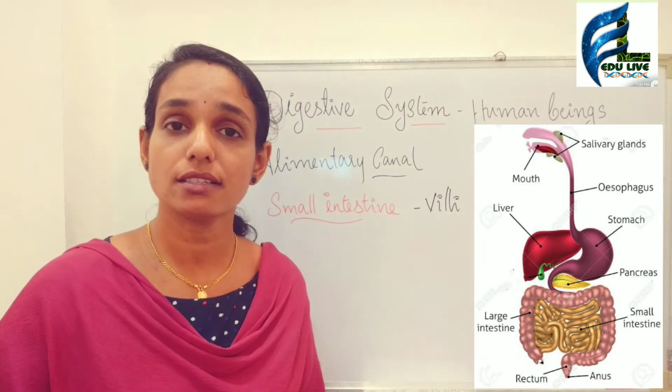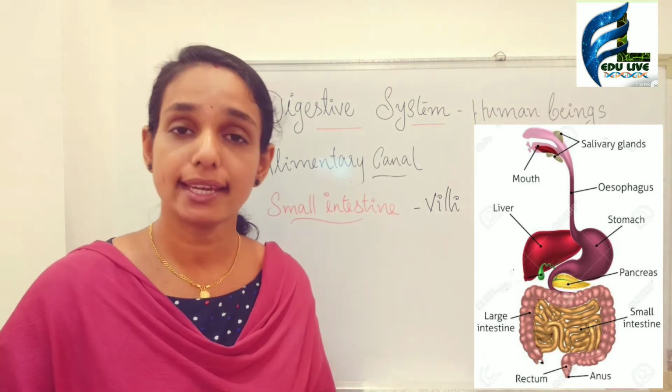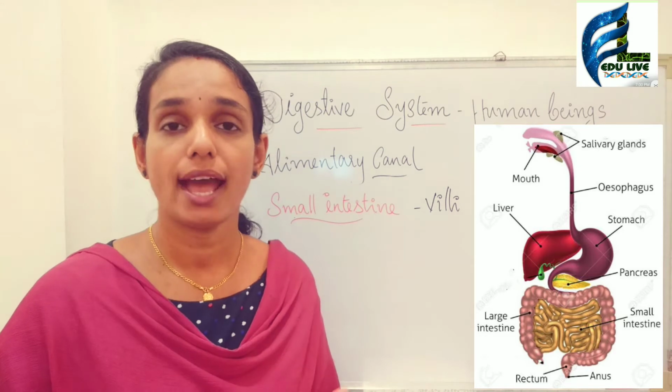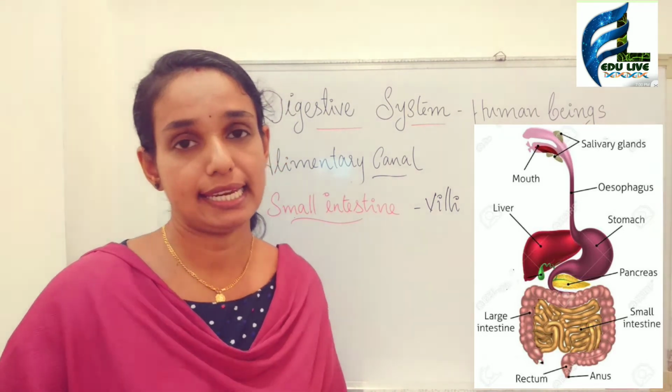The first part is called the duodenum, and the second part is called the jejunum, and the third part is called the ileum.